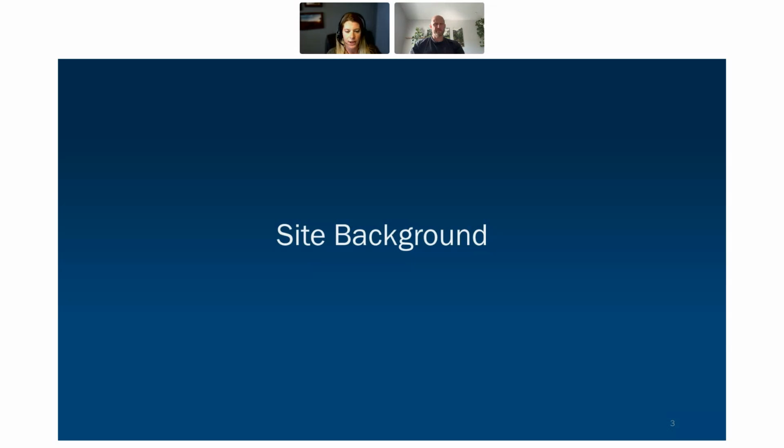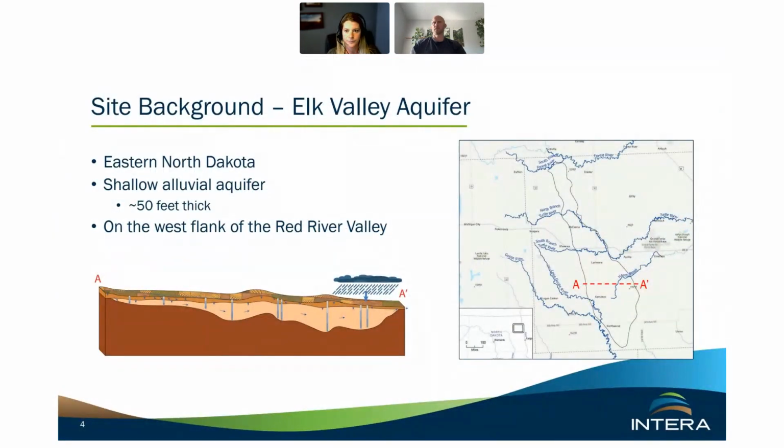So a little background on the site. This is the Elk Valley Aquifer. It's located in eastern North Dakota on the west flank of the Red River Valley. I'm showing a cross-section here from west to east across the widest part of the aquifer. So you can see a steep grade in topography as you go from west to east. That's heading towards the center of that Red River Valley. The aquifer thickens from west to east. It's not very thick, on average about 50 feet and at most 100 feet.